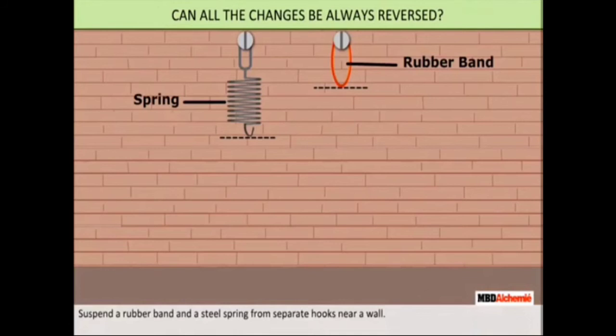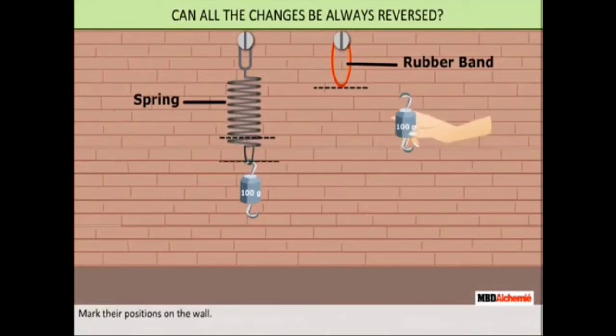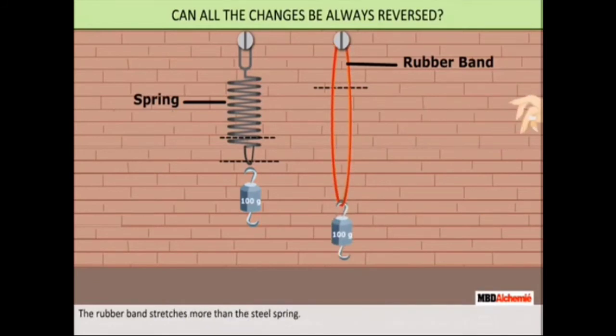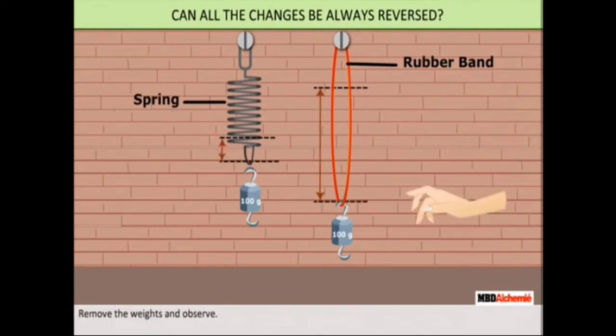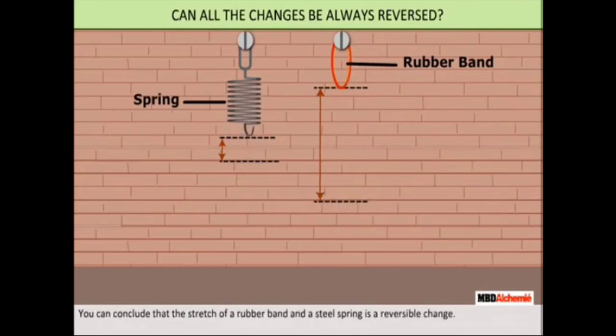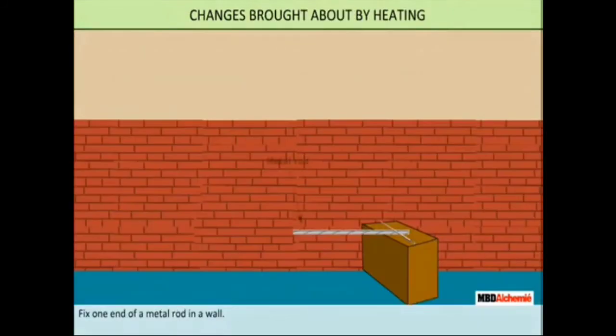Suspend a rubber band and a steel spring from separate hooks near a wall. Mark their positions on the wall. Now add a weight of 100 gram to each. What do you see? The rubber band and the steel spring get stretched. The rubber band stretches more than the steel spring. Mark their new positions, remove the weight and observe. The rubber band and the steel spring return to their original positions. You can conclude that the stretching of the rubber band and the steel spring is a reversible change.